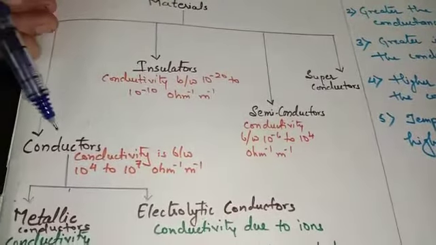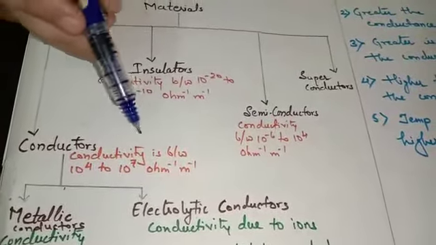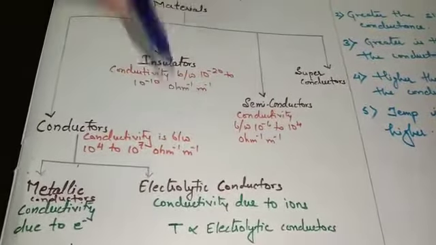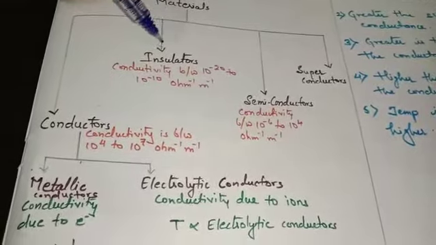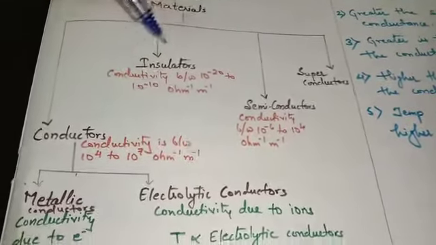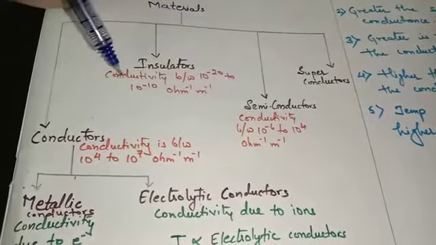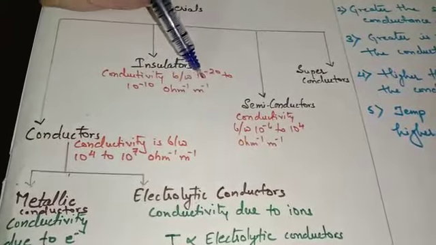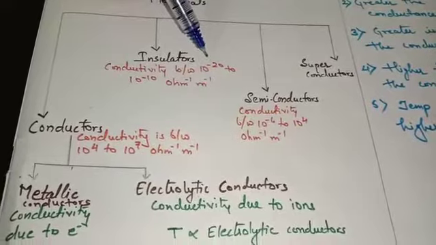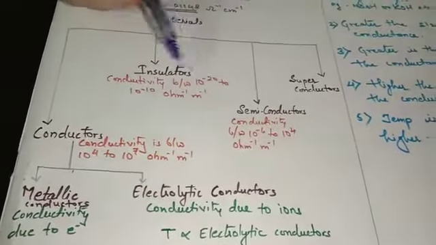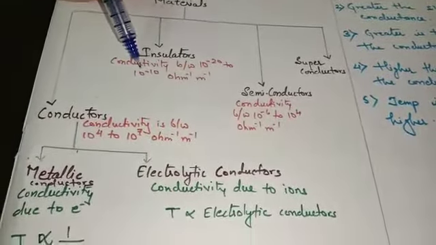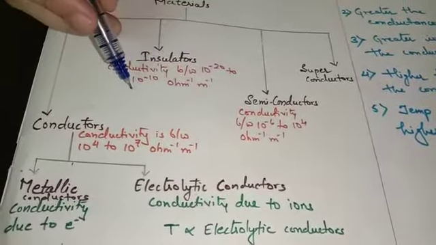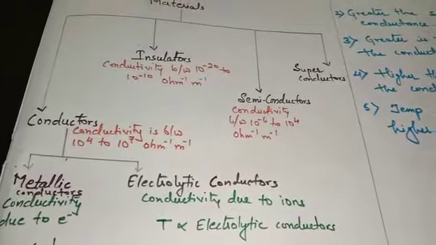So conductors are those substances whose conductivity is between 10 to the power 4 to 10 to the power 7 ohm inverse meter inverse. As well as insulators are those substances whose conductivity is between 10 to the power minus 20 to 10 to the power minus 10 ohm inverse meter inverse. That means its conductivity is very low. As its conductivity is very low, it is going to act as an insulator.